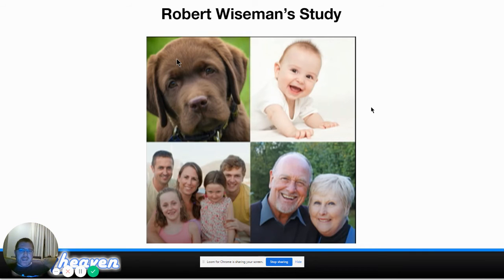Now, there's a study done by a guy called Richard Wiseman in Edinburgh. He had something like 200 wallets, and him and his university students went around Edinburgh and dropped 200 wallets. Each wallet had a different picture inside. Okay, so there's 4 different pictures. One was of a dog, one was of a baby, one was of a family, and one was of an old couple. Okay, and then they had some money in it, and they waited to see how many wallets were returned.